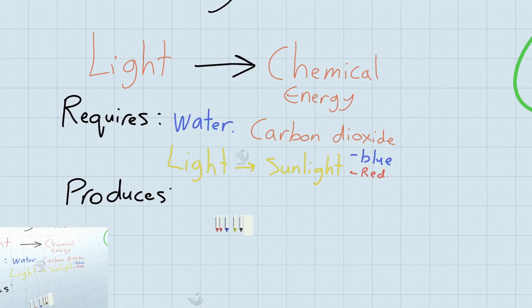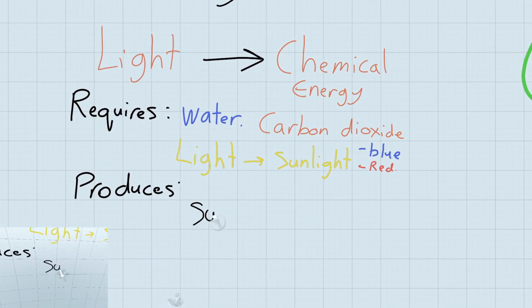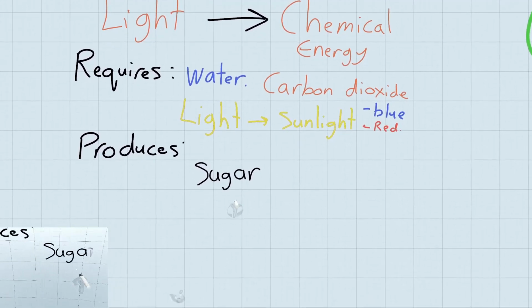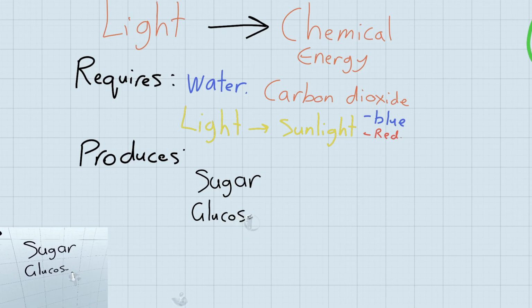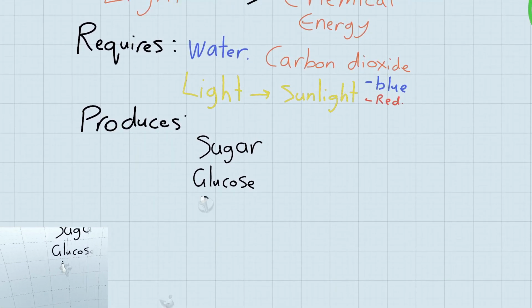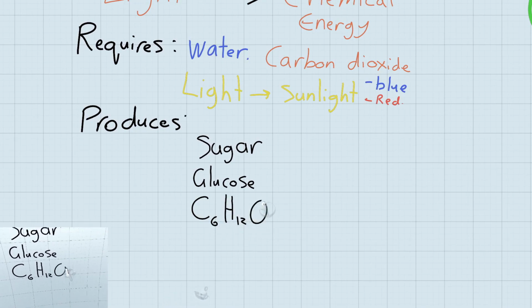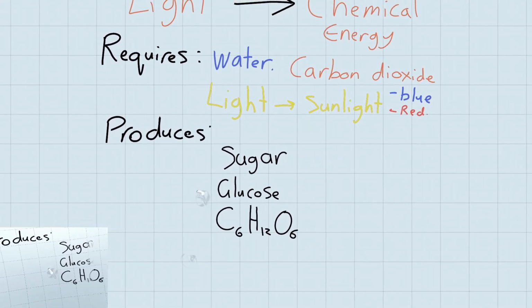So we can combine water, carbon dioxide, and we use the energy from sunlight to produce sugar. Specifically, this type of sugar is going to be glucose, which is represented by the chemical formula C6H12O6. So it's quite a large molecule. It's got 6 carbons, 12 hydrogens, and 6 oxygens all put together. It's rather large, and the sugar name is glucose.